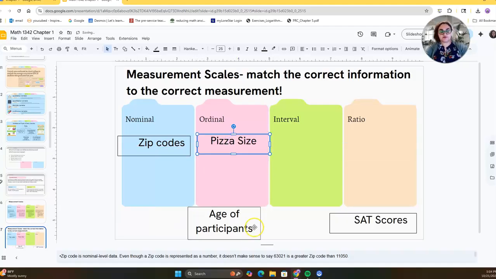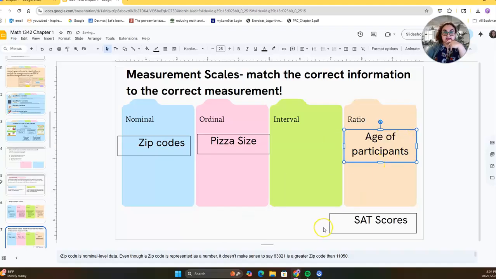Okay, age of participant. So let's see, I can order our ages. 0 is a real age of participant. So it's not interval, but it is ratio. Okay, and then SAT scores are interval because 0 SAT score is not really a thing.